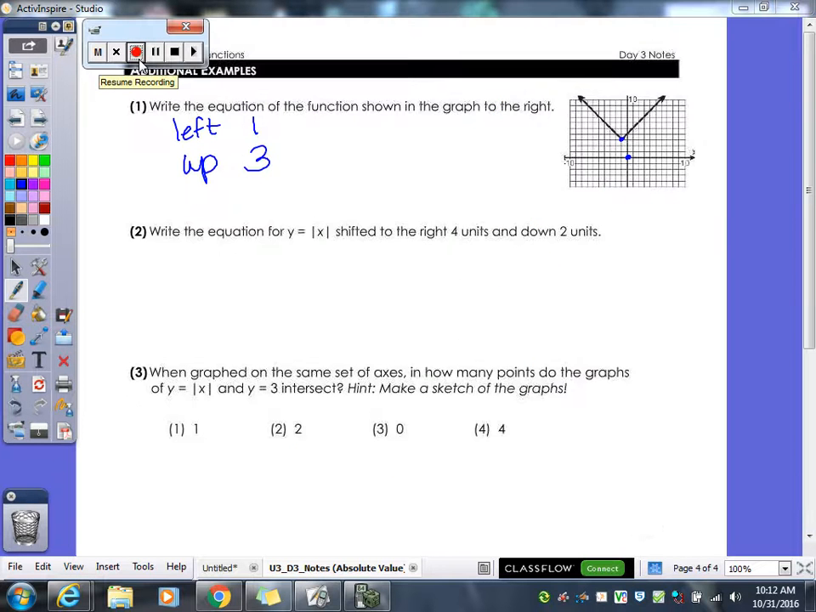So what we have to keep in mind, left is inside the absolute value. So I'm going to write f of x equals absolute value of x plus 1, because left is inside, and that's going to be the opposite of what I think. To move left, I got to add. And then my up is on the outside, so plus 3. When you're outside absolute value, everything acts normal.